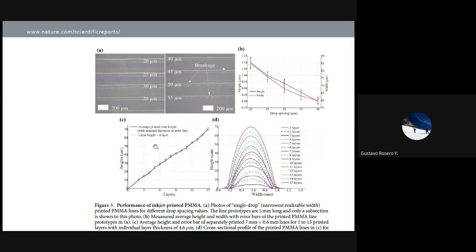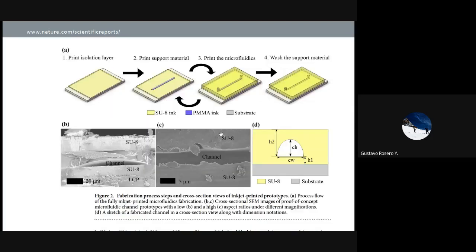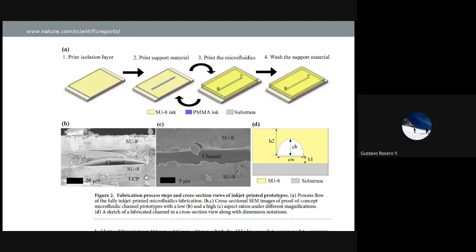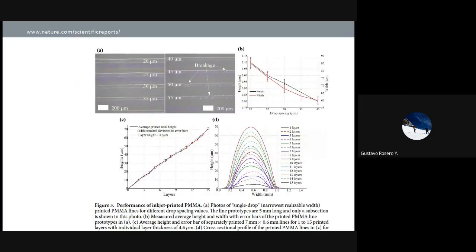You will see this linear behavior. But what happened with the shape of this channel? If we return to this part, you will see this is the cross section of this microfluidic. In this case, they use an LCP substrate. This is SU8 ink, and this is the channel. If you see, it has this behavior, and they found the explanation of this, because if you see the profile between height and width, you see this behavior.